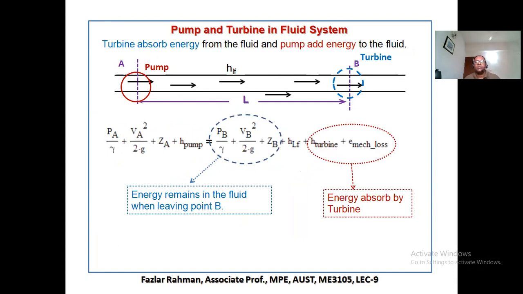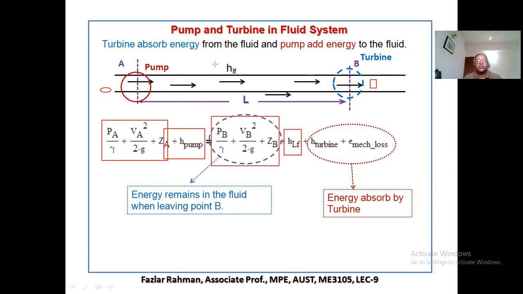Similarly, if you have a pump and a turbine both in the system, then how can we write down the Bernoulli's equation? So right over here we have a pump. Before point A, this is the energy of the fluid coming here, entering the pump, and the pump is adding some energy. So with this much energy, the fluid is heading toward point B, and it is leaving right over here. It is leaving with this much energy, and HLF is the frictional loss in the pipe. Then the turbine takes some energy, H turbine, the head of the turbine, from the fluid. And the rest, because of turbine efficiency, nothing has 100% efficiency, there will be some loss.